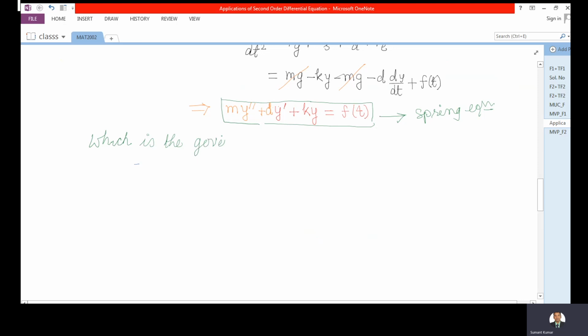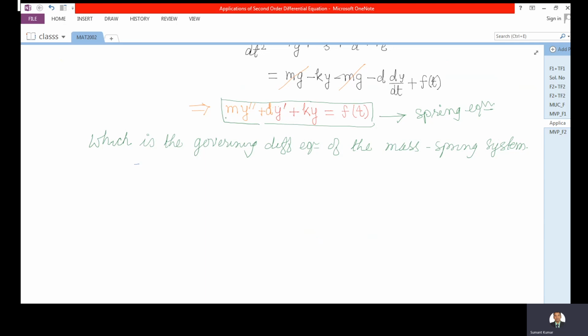And this is the governing differential equation of the mass spring system. So the question is, if we analyze this equation, what will we have? We will have the solution, and that solution will describe our motion. The solution of this differential equation will analyze the motion of this mass spring system.